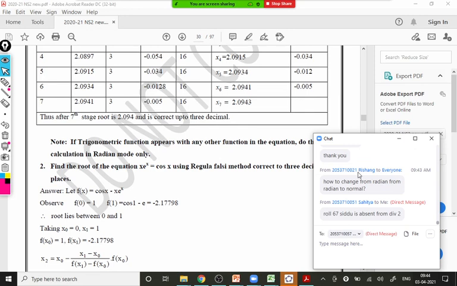Okay, Sahitya, 67 is absent. Okay, this is an IMU ID only.